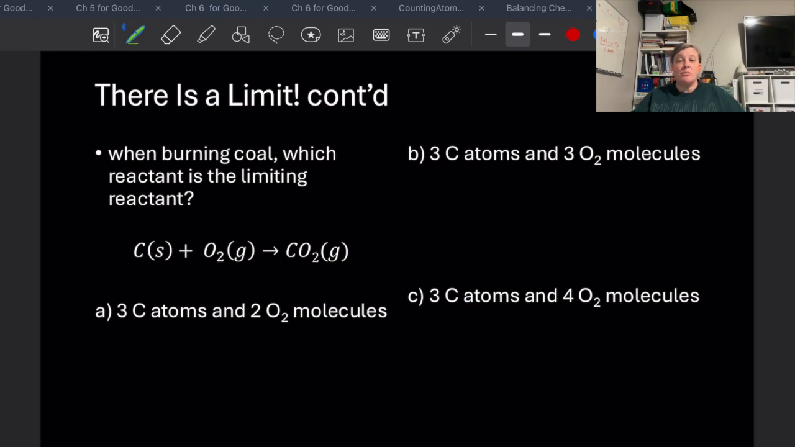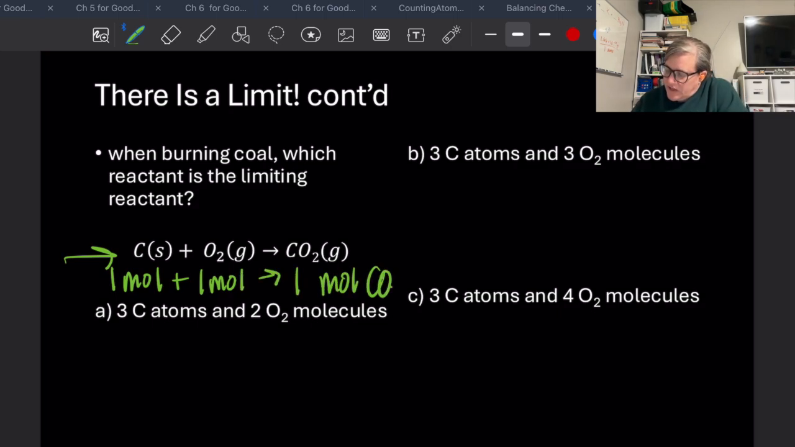So let's say we're burning coal according to this equation right here. We have solid carbon reacting with oxygen gas to yield carbon dioxide gas. This is a very simplified equation for burning coal, and we don't need to worry about that right now. In the equation they've given us, 1 mole of carbon reacts with 1 mole of oxygen to yield 1 mole of carbon dioxide.